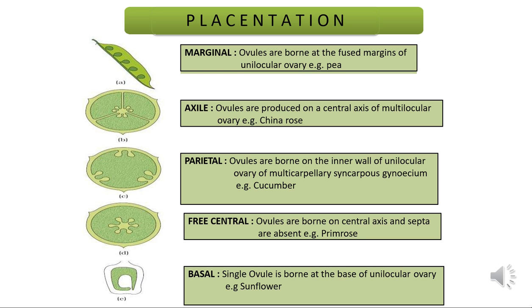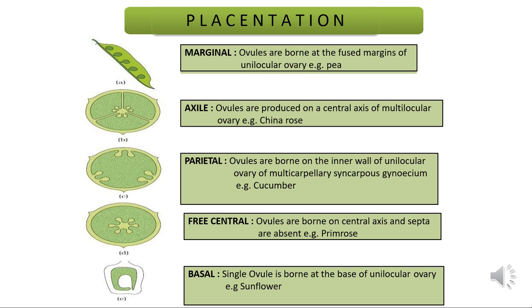Next one is parietal. In parietal, ovules are borne on the inner wall of a unilocular ovary of a multicarpellary syncarpous gynoecium. Syncarpous means when carpels are fused together. Example is cucumber. It is unilocular, but due to a false septum it becomes bilocular.